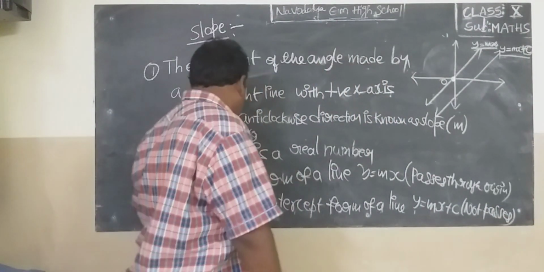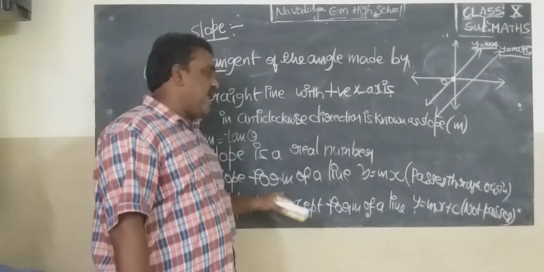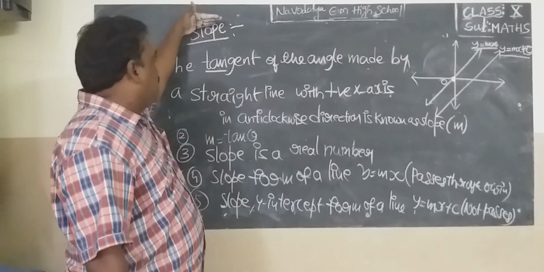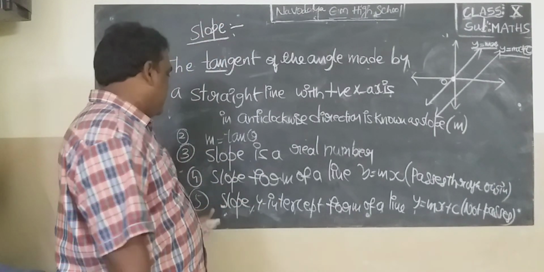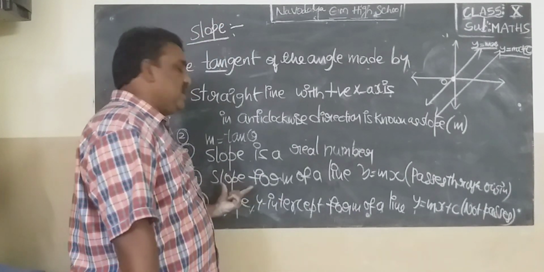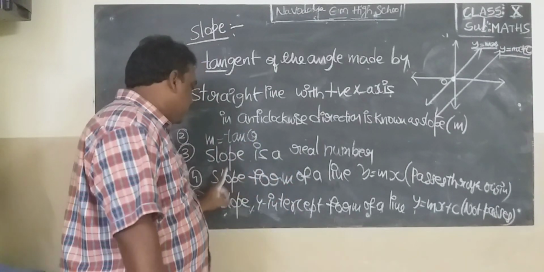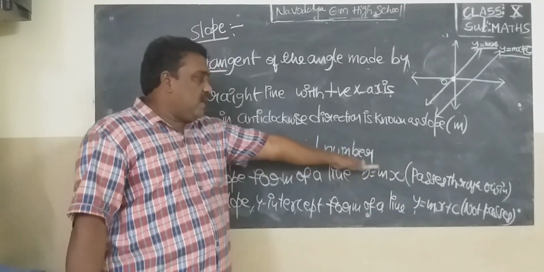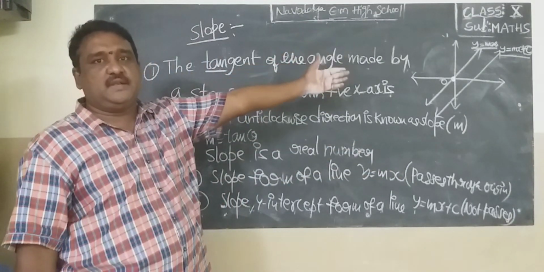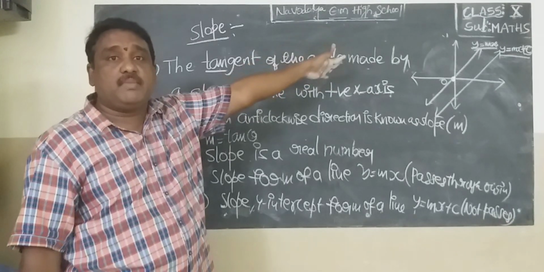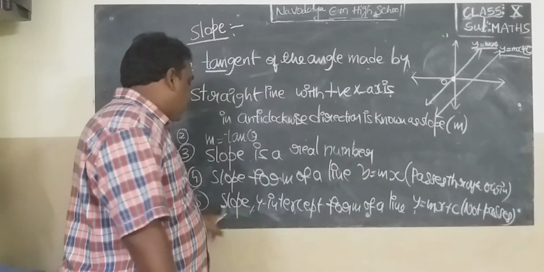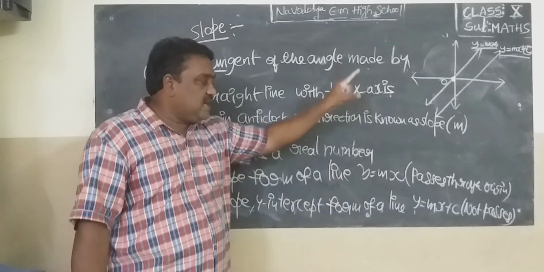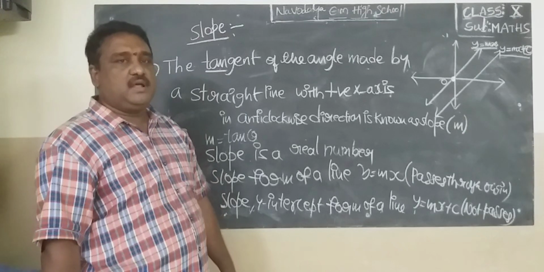So, the last two points: the slope form of a line actually comes under different forms of straight line, but under the slope topic we are writing four or five points, okay? Because here we are talking about slope. The slope form of a line is y equal to mx. y equal to mx passes through origin. m is a real number, m is slope. The slope, y-intercept form of a line is y equal to mx plus c. It does not pass through origin.